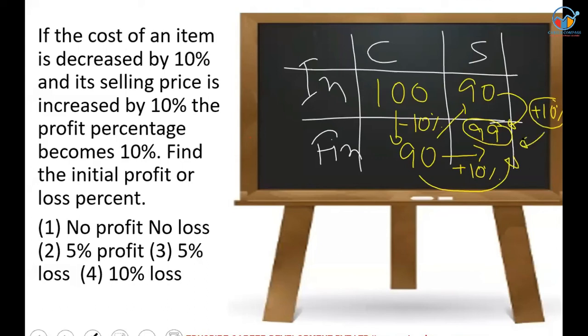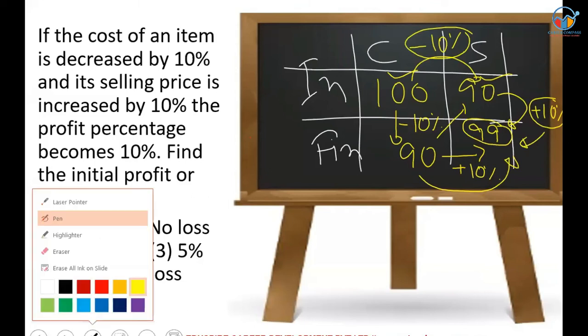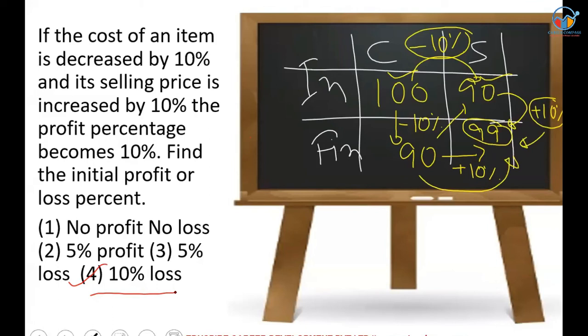So we get to understand earlier the cost was 100 and sales price was 90. So definitely there was a 10% loss. Of course, full credit to all of you who gave the answer as option 4, right? So your answer will be indeed 10% loss. Very good.